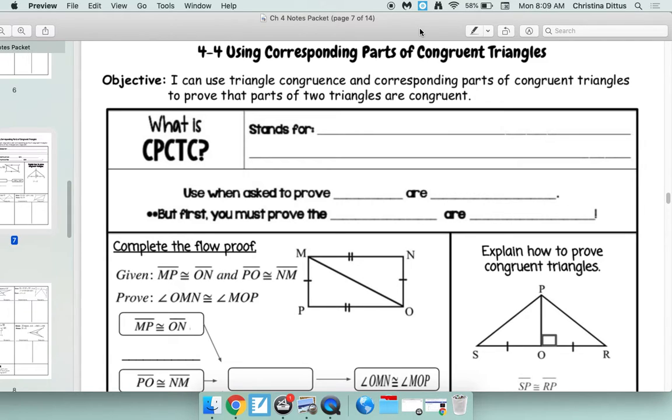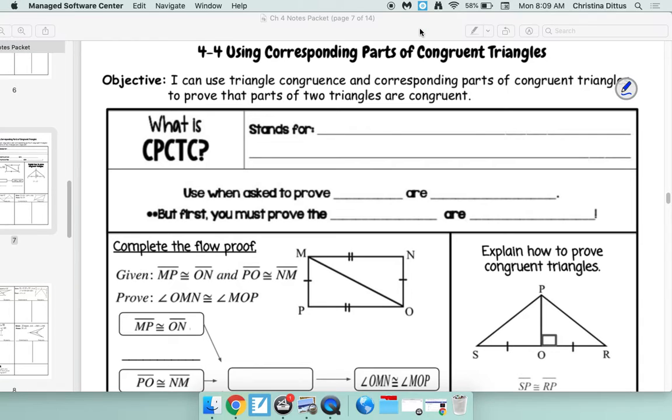know how to do. So before we have proved that triangles are congruent, and today we are proving that parts are congruent, given that we have congruent triangles, okay? It's this really fun thing called CPCTC.